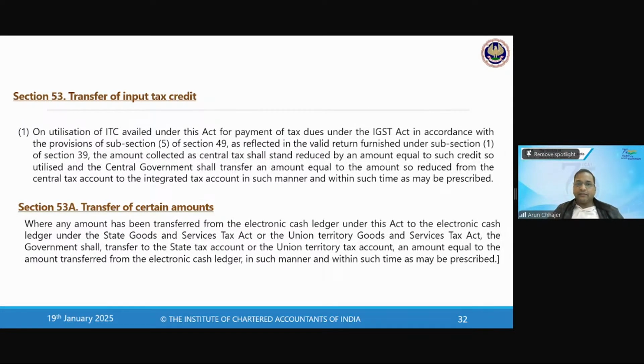On utilization of ITC availed under this act for the payment of tax under IGST in accordance with the provision, as reflected in the valid return, the amount collected as central tax is reduced by the amount equal to the credit utilized, and the central government shall transfer the amount equal to the reduced central tax to the IGST. So that is basically a transfer. If you are using C for the liability of I, or I for the liability of C, whenever you do the cross utilization, the equivalent amount will be transferred from C to I or I to C.